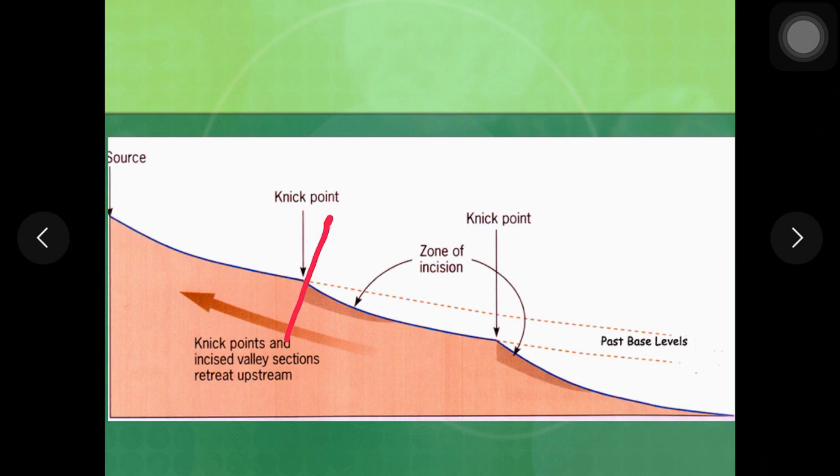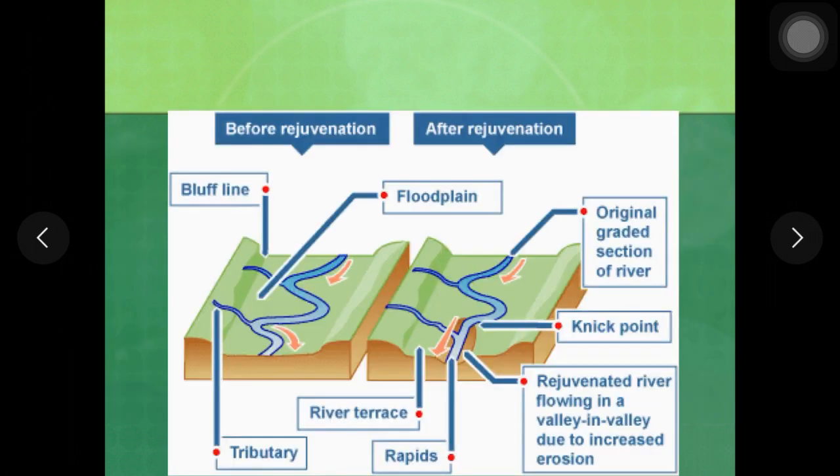So waterfalls are seen due to various reasons. One of the reasons is when you have alternate hard and soft rocks. Another reason is the change in the graded profile of the river. Now here in this diagram you can see the presence of nick point here. Before rejuvenation and after rejuvenation.